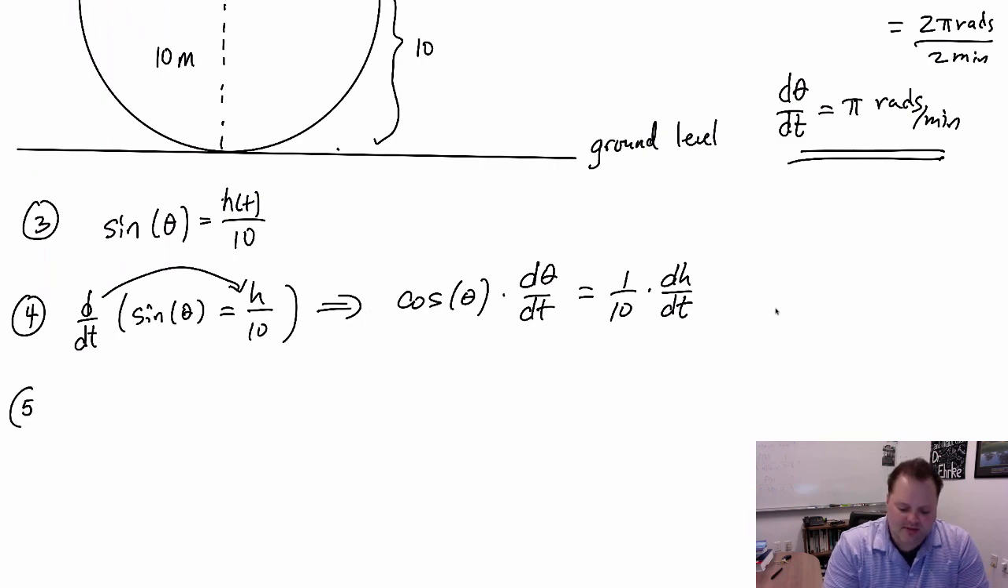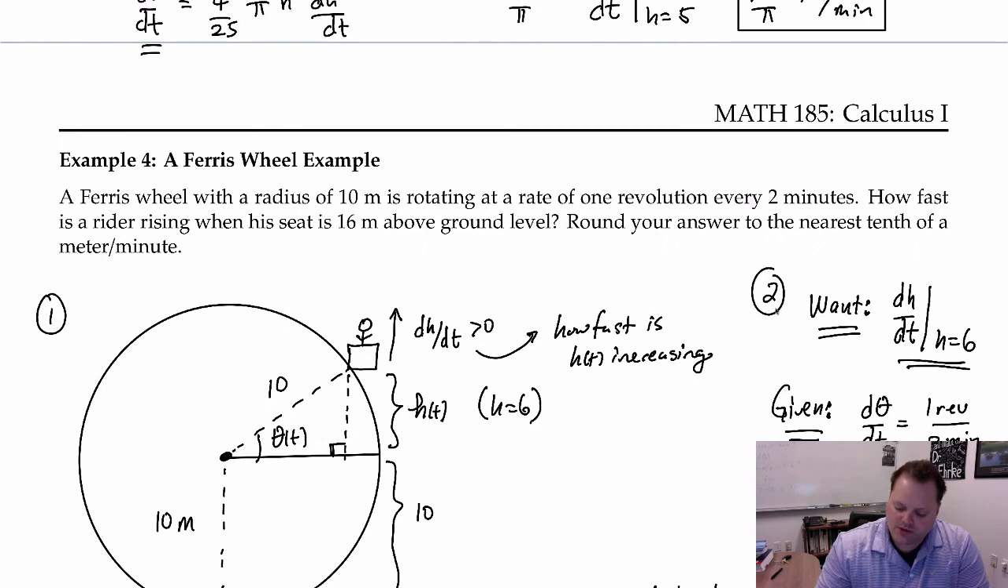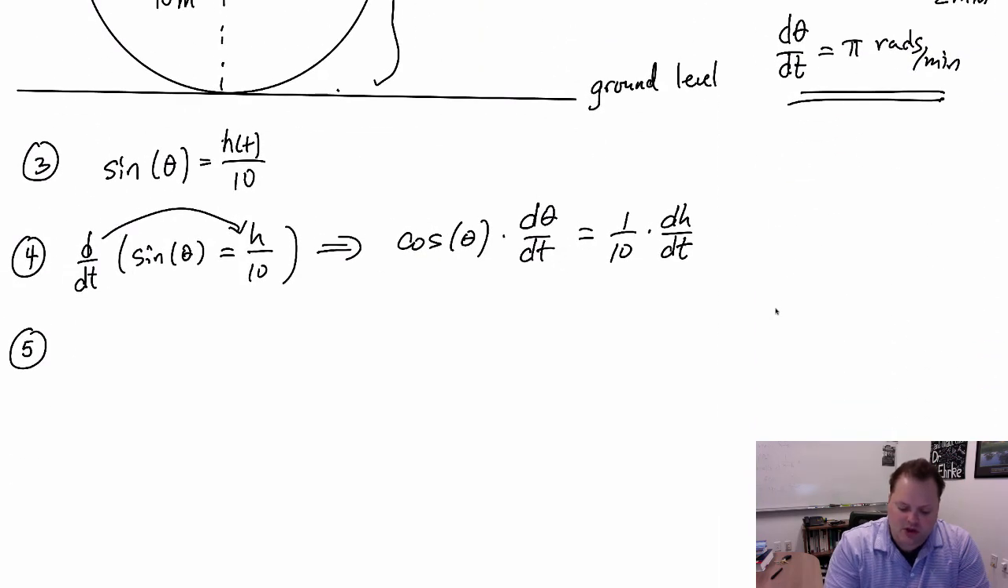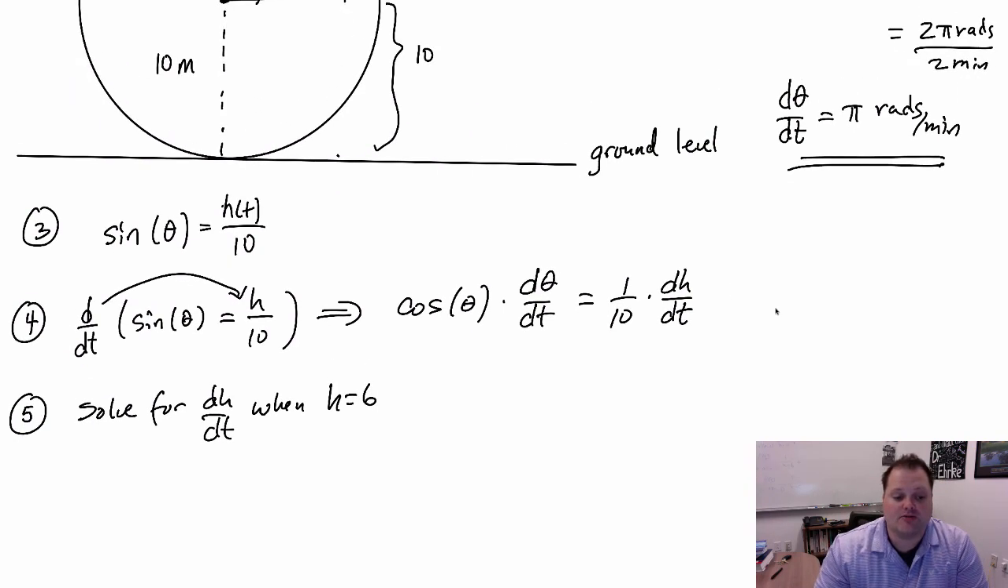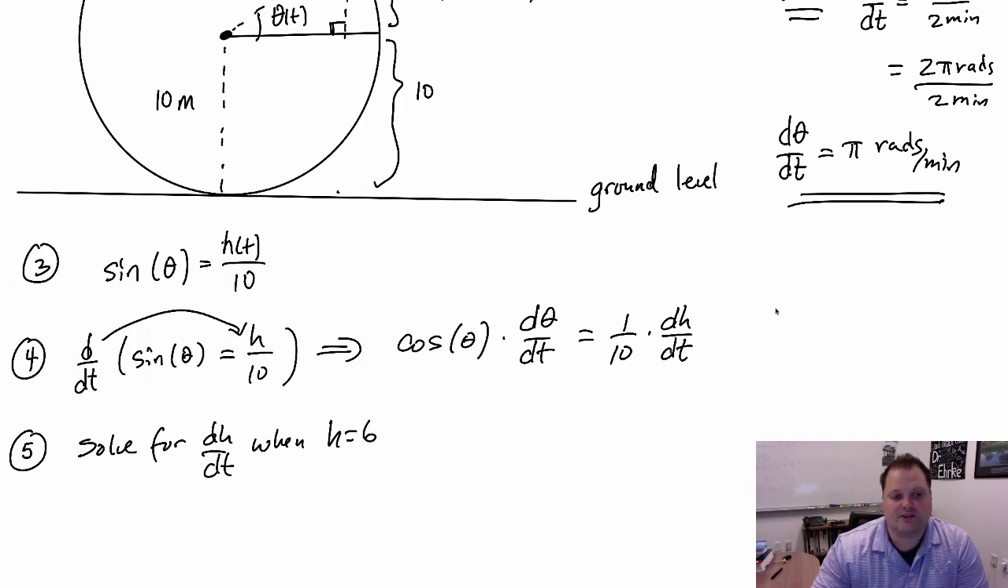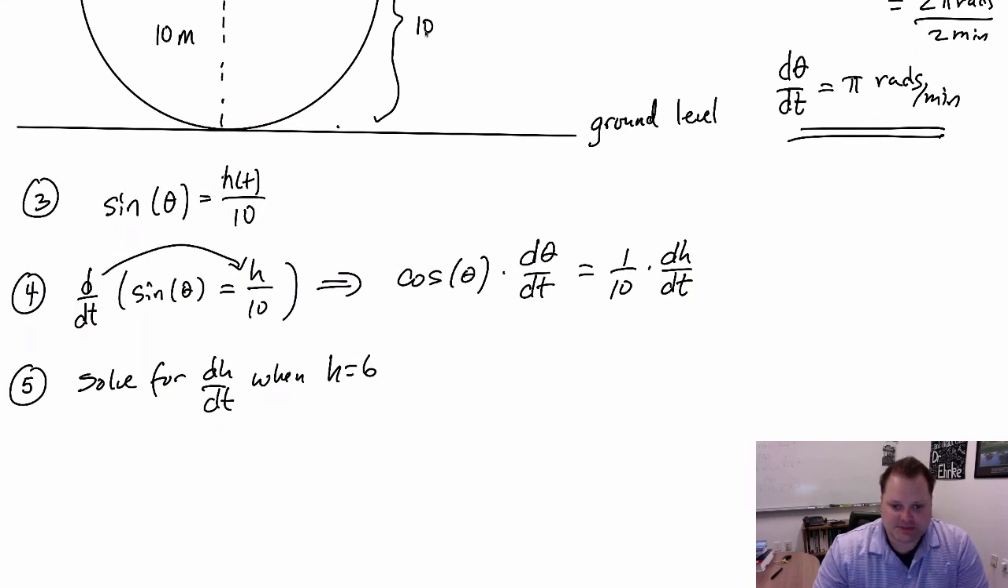And so step 5, I want to know this when h is 6. So I want to solve for dh dt when the height is 6 feet above center. So 16 feet total, but h represents the height above the midpoint. So when h is 6.